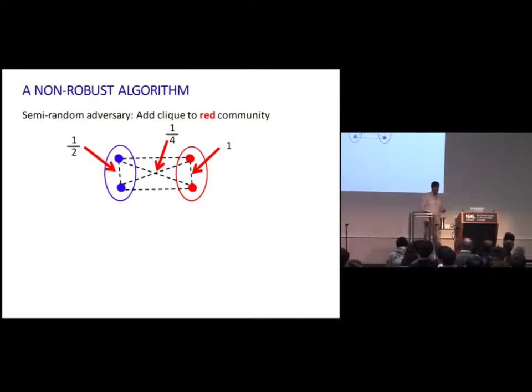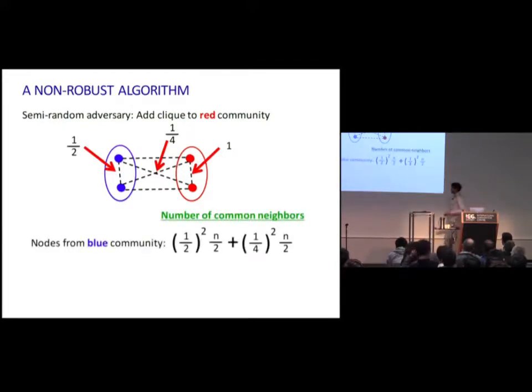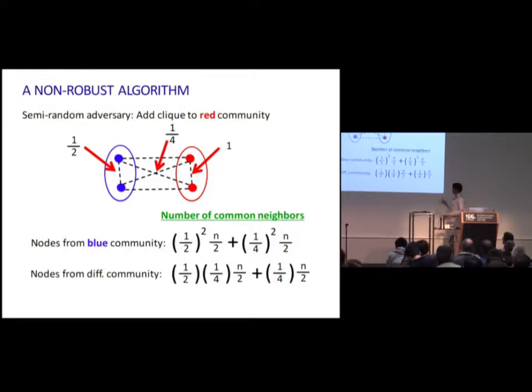But this algorithm goes completely wrong once you allow a semi-random adversary. So once an adversary is allowed to add edges within a community, let's say, what he can do is bump up the connection probabilities in this red community to being 1. Now, all of a sudden, nodes from the blue community have this probability of being connected. It's exactly the same as it was before. But now, nodes from different communities actually have a larger chance.